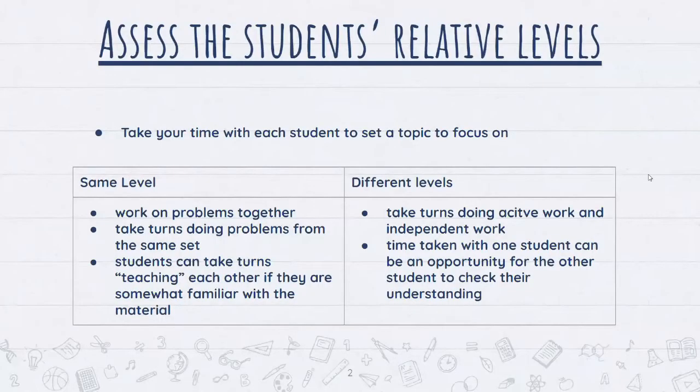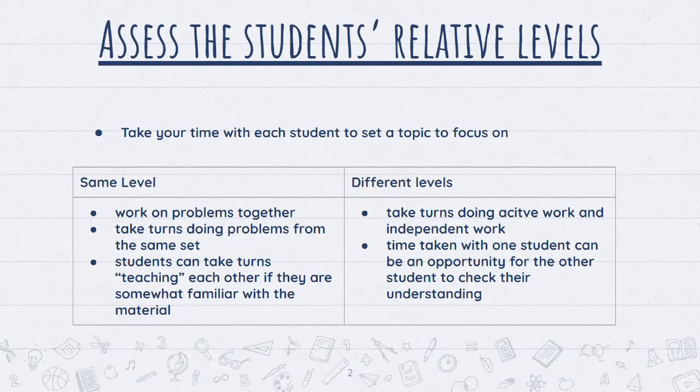The first step to any tutoring session is to assess the student's mastery level. With two students, it's helpful to note whether they're at the same level or different levels to have an idea of how you'll structure this time with them. Students working on the same level can work on problems together or take turns doing problems from the same question set. An additional activity that is very engaging for the students would be to take turns teaching each other material if they have already been fairly comfortable with it.